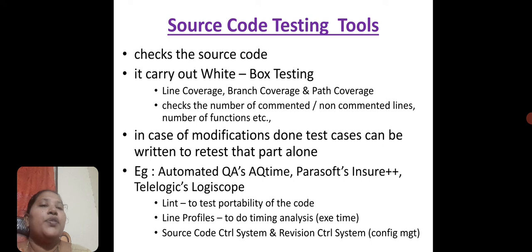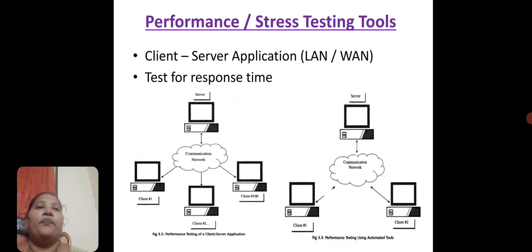Here lint is used to check portability. Line profilers are used to calculate the execution time, and you have the source code control system and revision control system to manage the configuration. Configuration management is nothing but knowing what files are available, what files are missing, and if there is any bug, you have to remove it. All those things will be performed here.